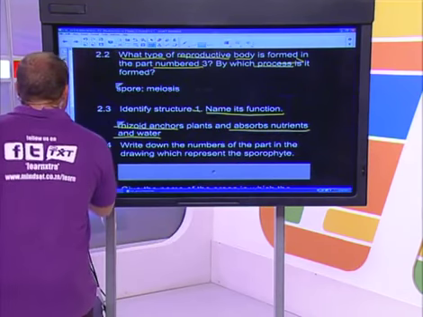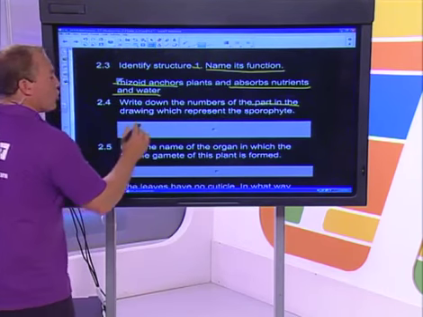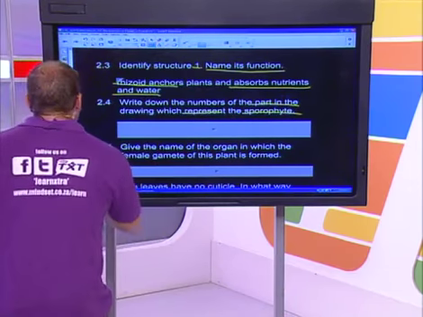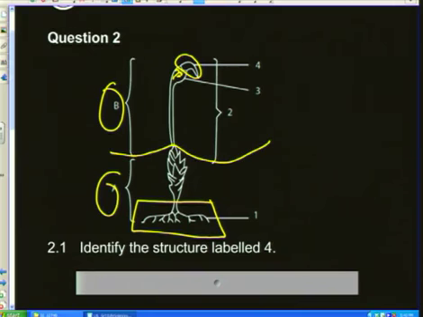Next thing, write down the number of the part in which the drawing shows which represents the sporophyte. In other words, what part is the sporophyte? So which is the sporophyte, which is the gametophyte? Sporophyte and gametophyte, which one's which? Now you can see they've got B and they've got A. So in other words, it divides like that. Those are letters, am I right? They want you to know whether it is A or B, or 1, 2, 3, or 4. They want to know which one.